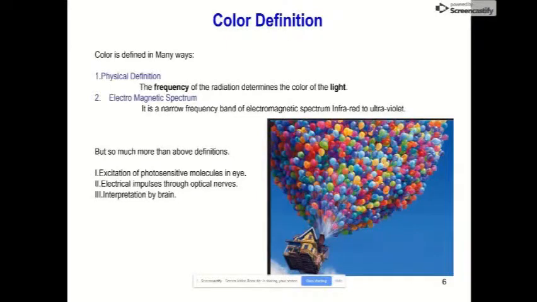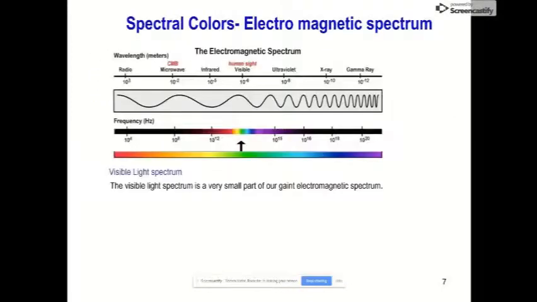So how do we define the color? Color has many definitions. In physics, color is defined as the frequency of radiation that determines the color of light, and the color is a very narrow spectrum located in the electromagnetic spectrum. We are going to see how it is in the next slide. And in biology, we have another definition: it is an excitation of photosensitive molecules in the eye, and it is interpreted by the brain. We'll see all these definitions in coming slides.